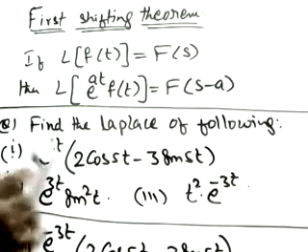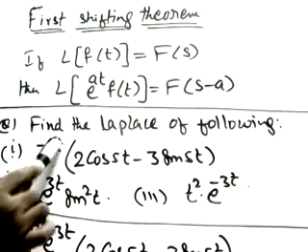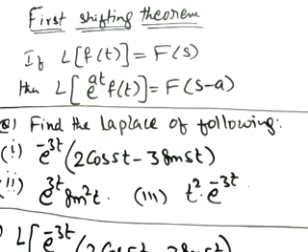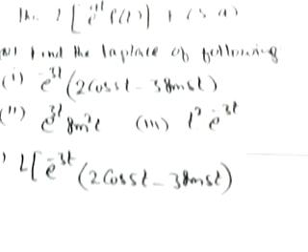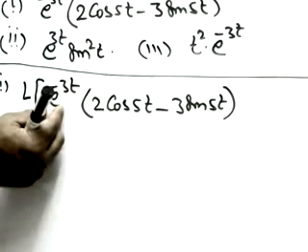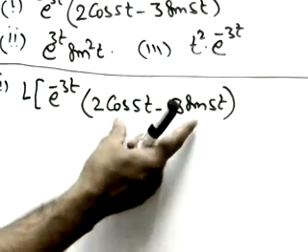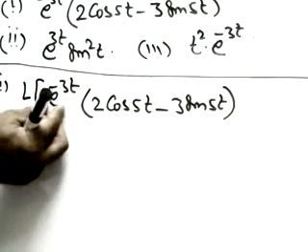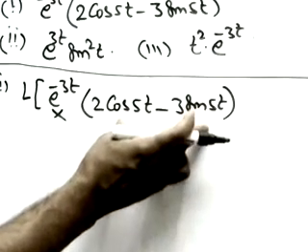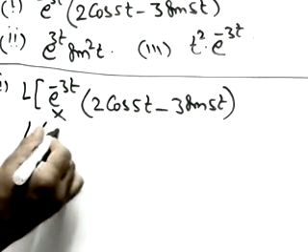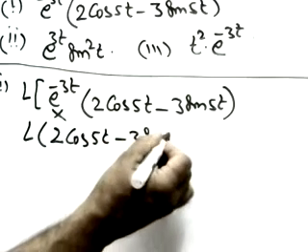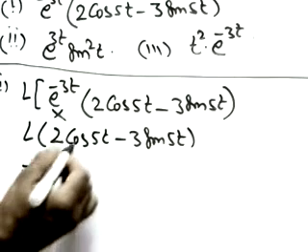These theorems are used when we have some other function with e power at. So these are the questions we have to do now. How can we understand that the question is based on the first shifting theorem? We will have some function with exponential e power at. So the method is, first you have to find the Laplace of the function, excluding the exponential. You leave this one. First you find the Laplace of 2 cos 5t minus 3 sin 5t.